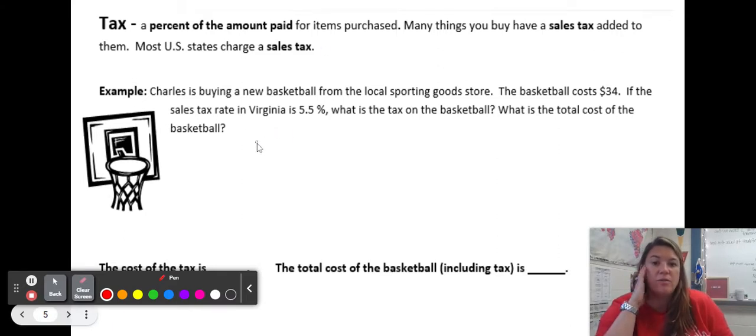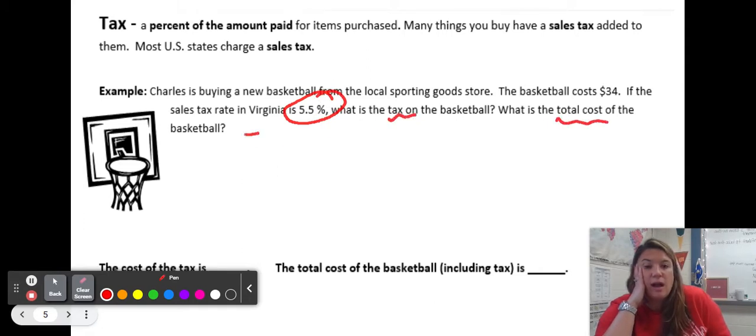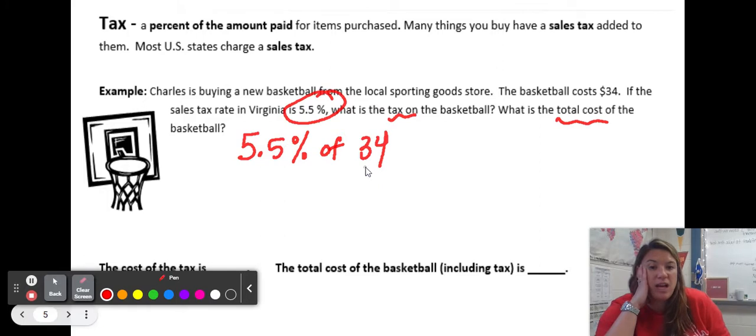Charles is buying a new basketball from the local sporting goods store, and it costs $34. If the sales tax rate in Virginia is 5.5%, what is the tax and what's the total cost? So I'm going to be finding what is 5.5% of $34, because that's how much I have to add for the tax. So 5.5% is a little bit trickier when you turn it into a decimal and you do 5.5 divided by 100 on your calculator.